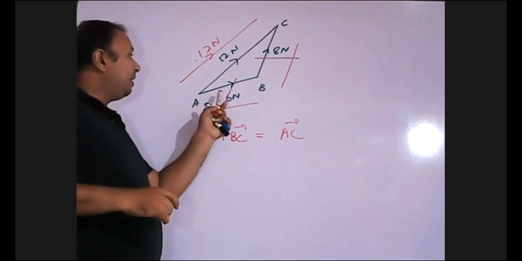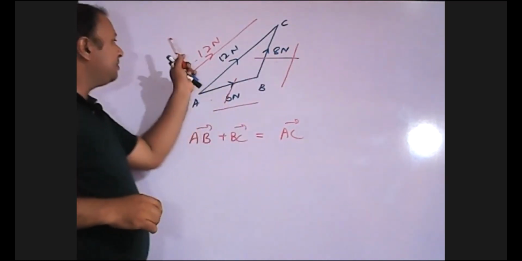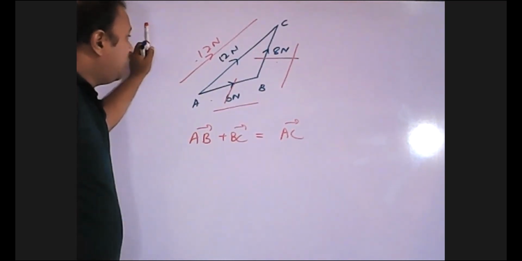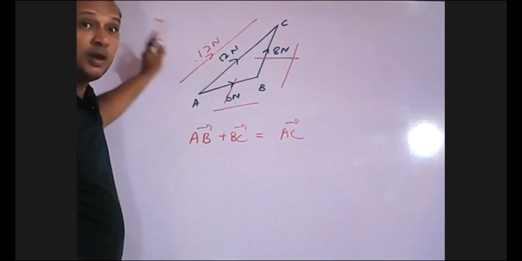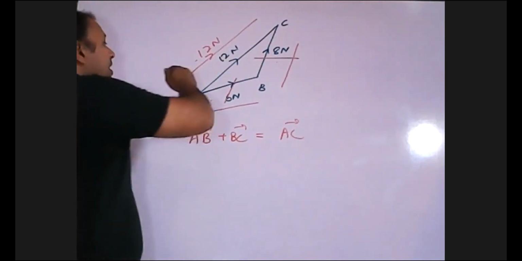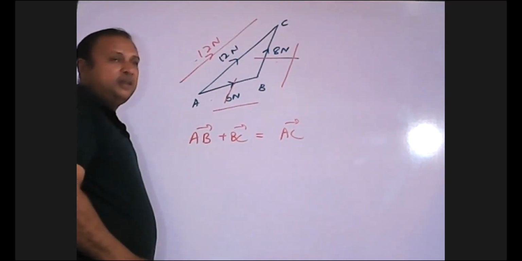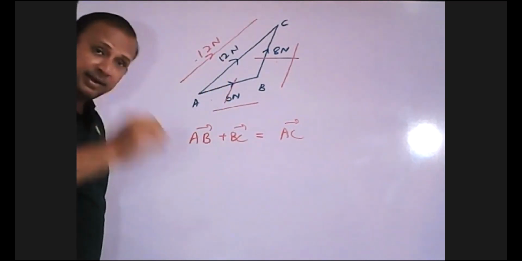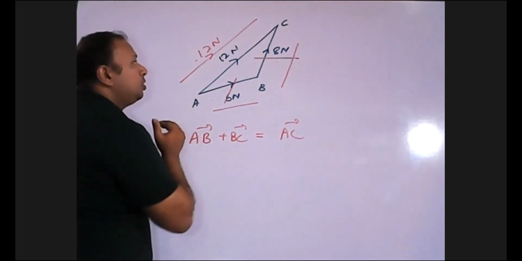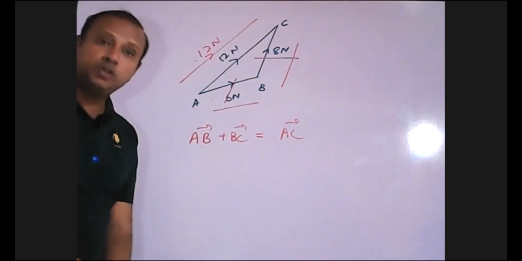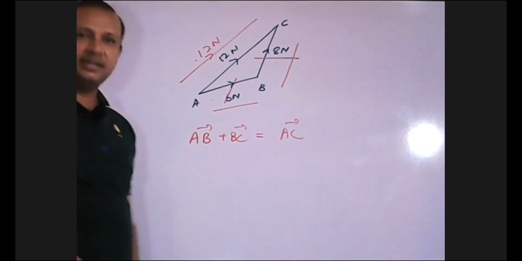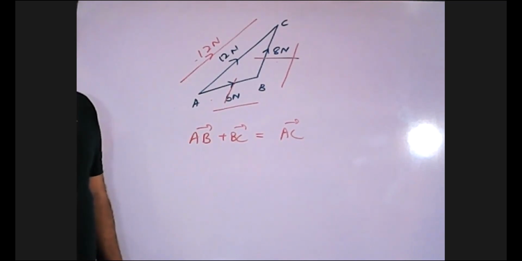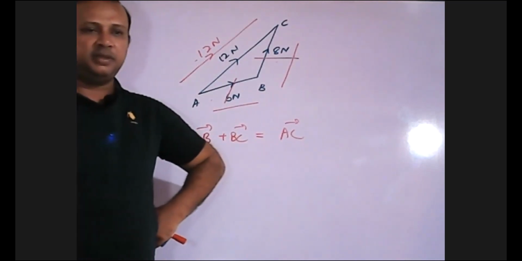So I can replace these two by this 12 Newton vector. Once I omit these two vectors, now there are two vectors in the AC direction. One is 12 Newton and the other is also 12 Newton. That means the resultant of them is equal to 24 Newton towards AC. Okay, so the answer is answer number 3.